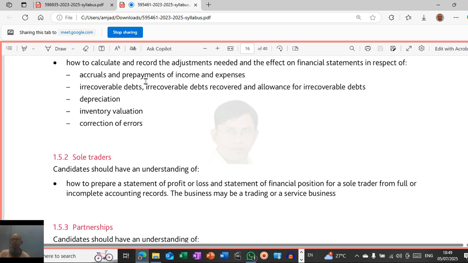So, applying these adjustments, we need to prepare accounts of sole traders, like the income statement and statement of financial position of sole traders. Candidates should have an understanding of how to prepare a statement of profit or loss and a statement of financial position for a sole trader from full or incomplete accounting records. So we should be able to prepare financial statements even from incomplete records. This is another aspect you will be learning in A level.